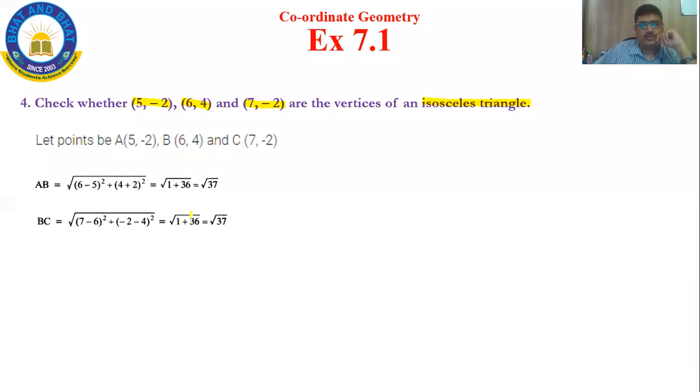So BC also I have to find out. Then AC also I can find out. Then I'll say AB is equal to BC and hence it is an isosceles triangle.